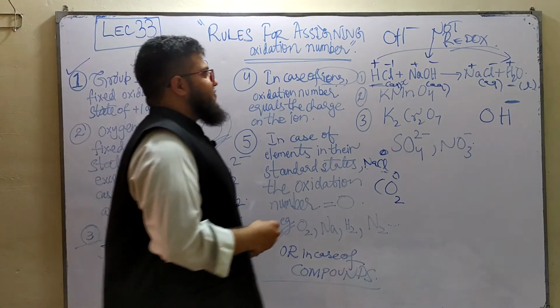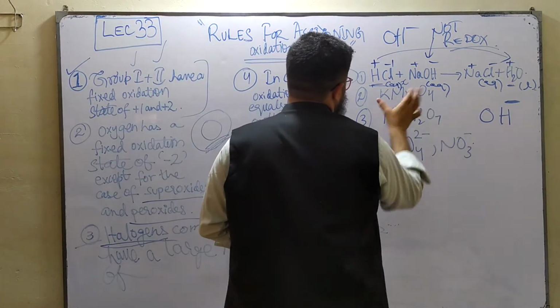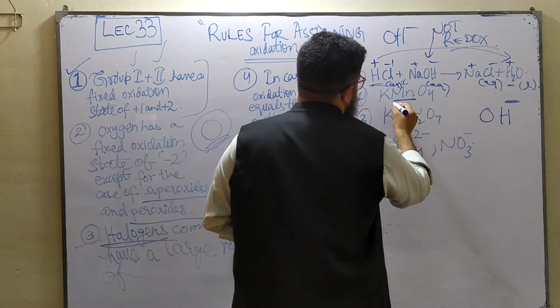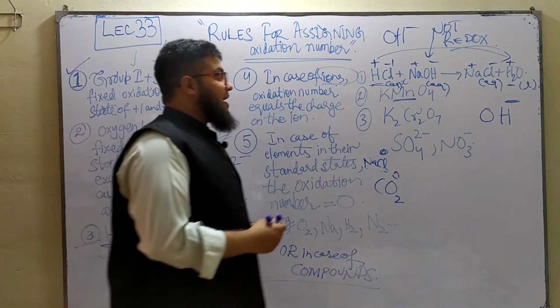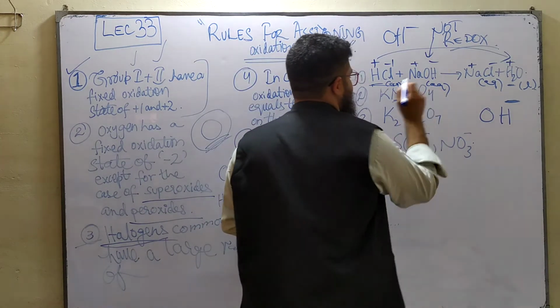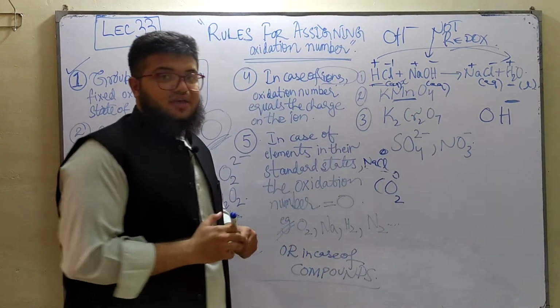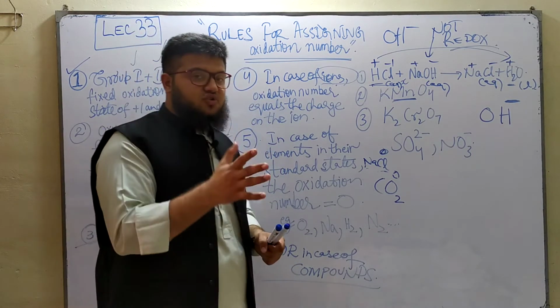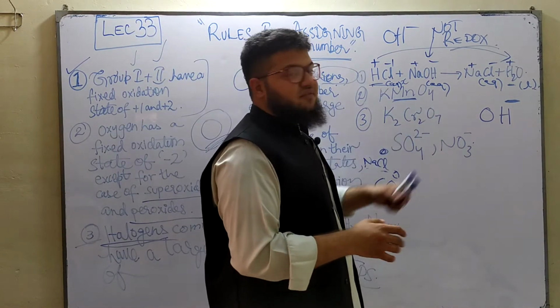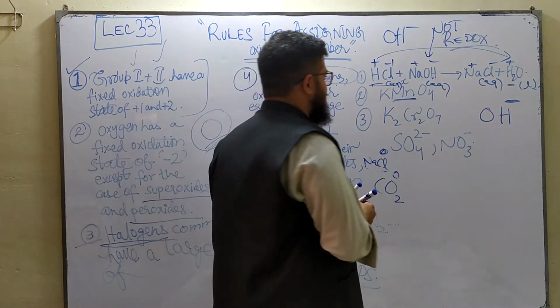After this, if you look at the second example over here, we need to calculate the oxidation number of manganese. Potassium manganate has been given to you. For such examples, this is a very important question because you've got tons of MCQs testing for the oxidation number. So now let's look at them.